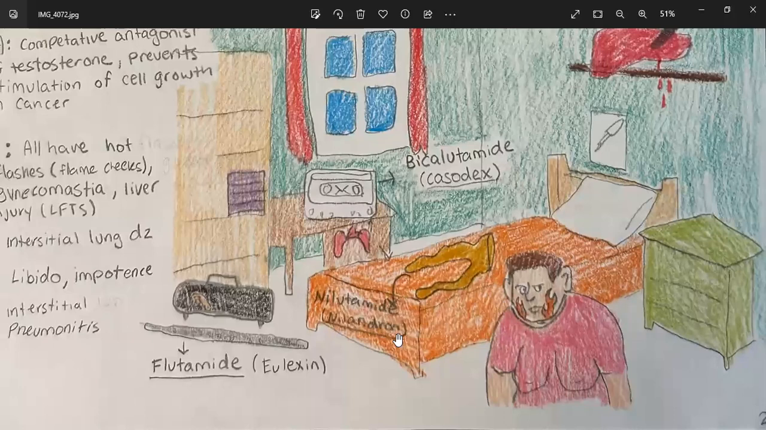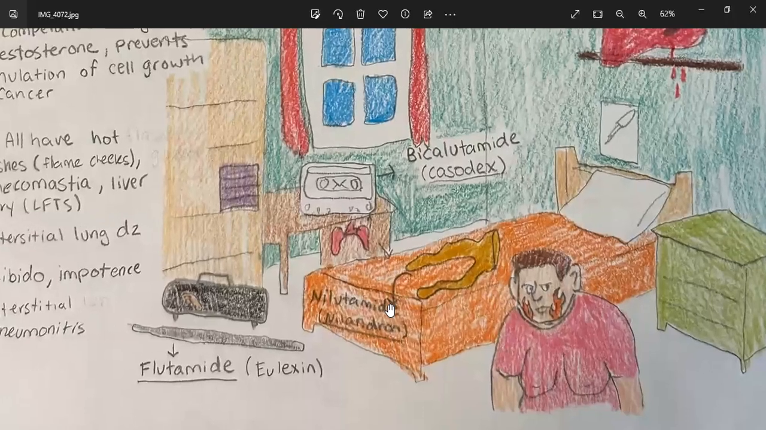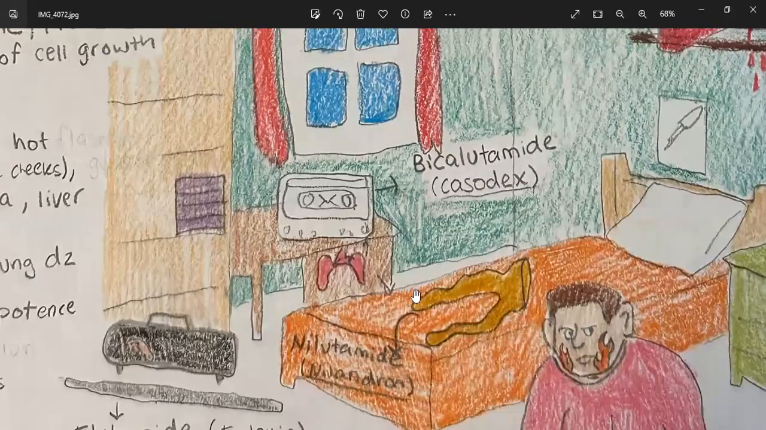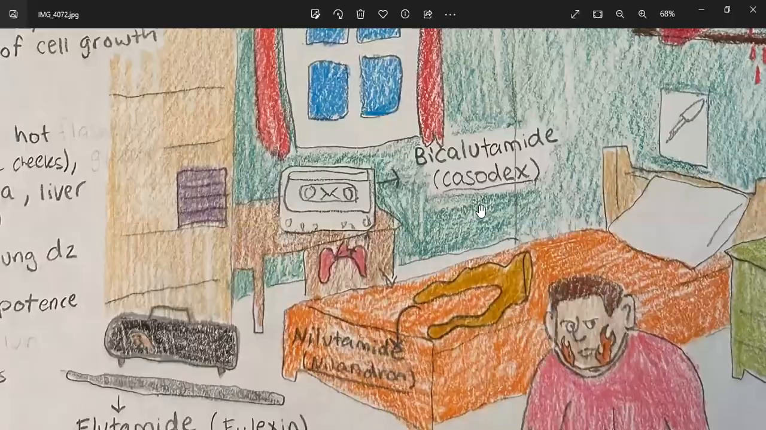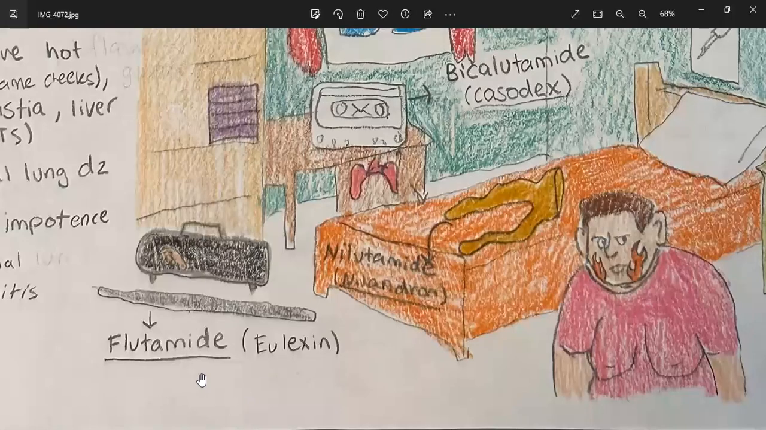And then both Casodex and nilandrone have lung issues. So Casodex has interstitial lung disease as an adverse effect. And then nilandrone has interstitial pneumonitis. So interstitial lung disease and interstitial pneumonitis. Not really sure if there's a difference there, to be honest with you.